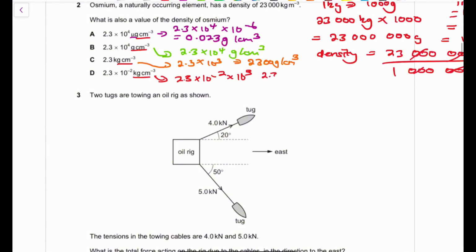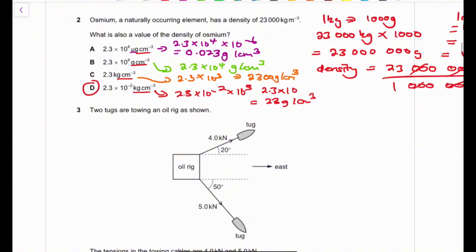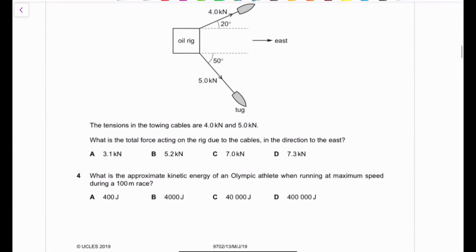So that's going to be about 2.3 times 10, which is going to just give you 23 grams per cubic decimeter. So D will be the correct answer. Move on to question number 3.